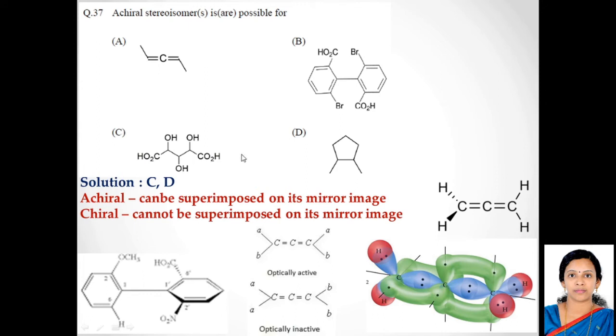When we look at compound C, it definitely has a plane of symmetry right here. So it can be superimposed on its mirror image, and so it is an achiral compound. So option C is correct. Option D again has a plane of symmetry, and so this is again an achiral compound. So D is also correct. So C and D are both achiral compounds. So C and D is the correct answer.